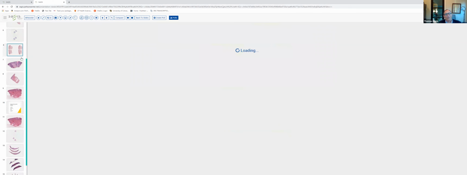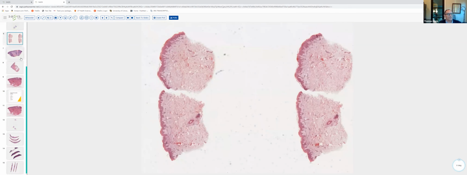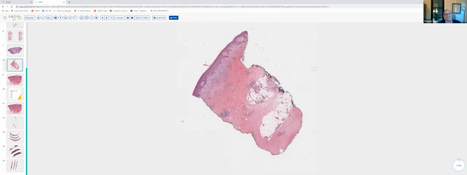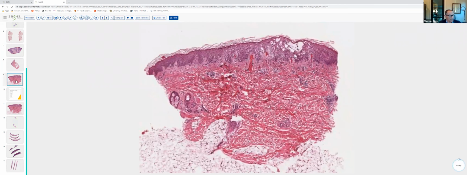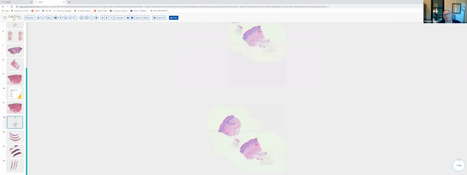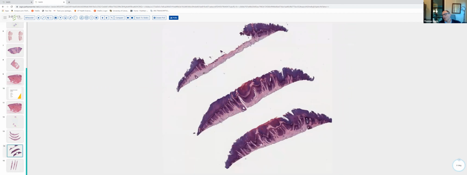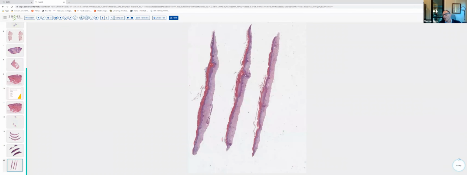Slide number 3 was pityriasis rosea, could have been EAC too. Slide number 4 was seborrheic dermatitis. Slide number 5 was stasis dermatitis. Slide number 6 was incontinentia pigmenti. Okay. Slide number 7 was plaque-like psoriasis. 8 was guttate psoriasis. 9 was lichen simplex chronicus. And 10 was pityriasis rubra pilaris.